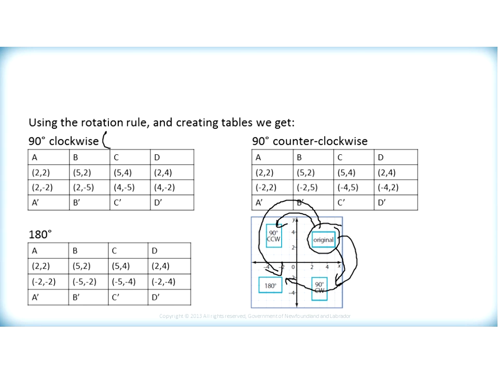So I'll quickly write out the rule again. We start off with (x, y). We're going to end up with, for this one, (y, -x). For 90 degrees counterclockwise, and we start with the point (x, y), we're going to end up at the point (-y, x). And if we're starting for 180 degrees, we're starting at the point (x, y). We're going to end up at the point (-x, -y).